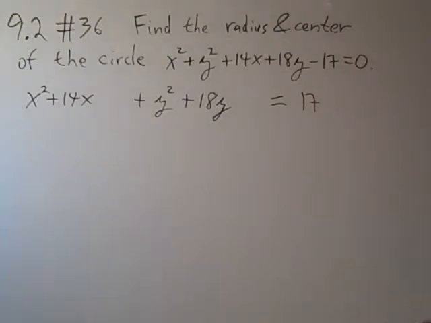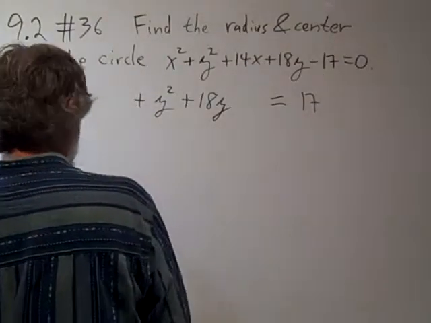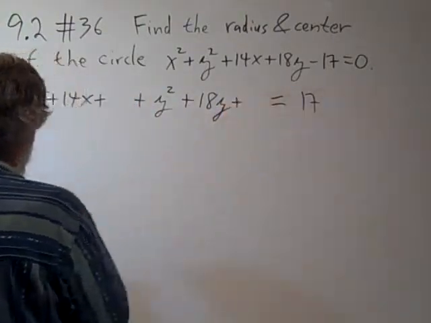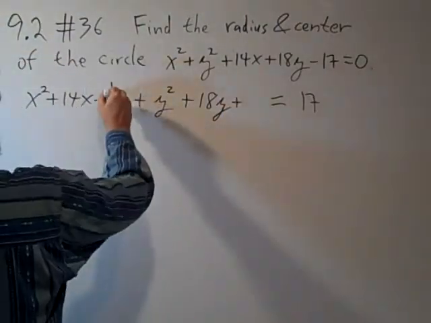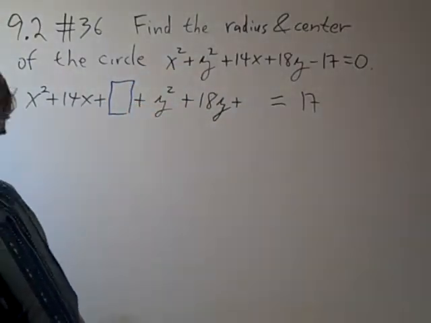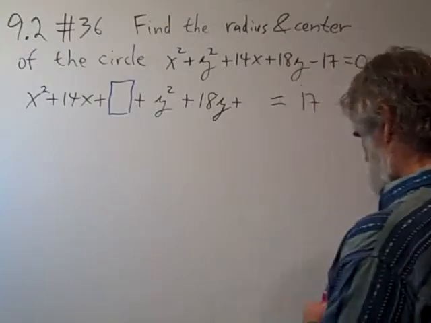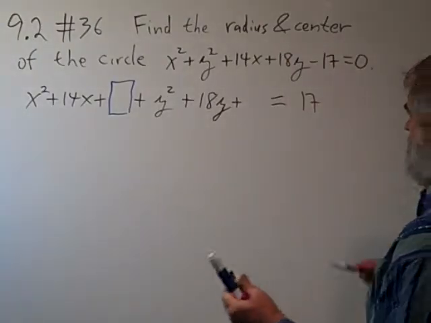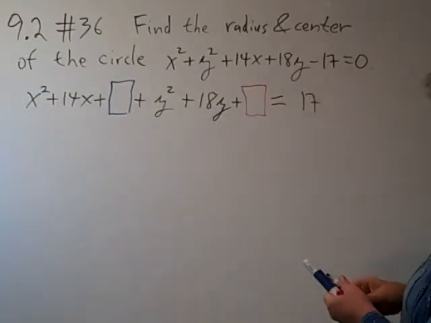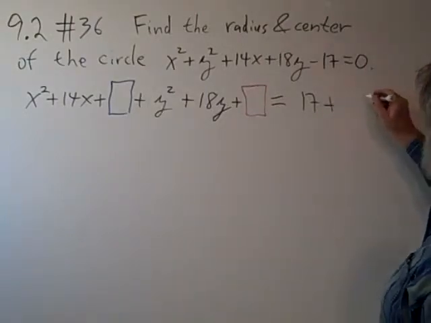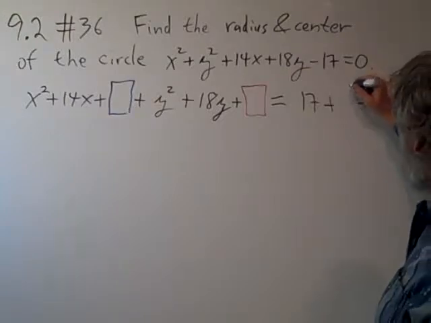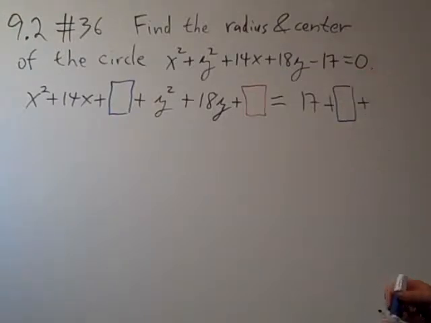Now to complete the square, we have to add a box to both sides. So we're going to add a box for the x's and for the y's for each of those completing the square processes. So we'll need a box there, and one over here. And if we added a blue box to the left, we have to add a blue box to the right, and same goes for the other box.